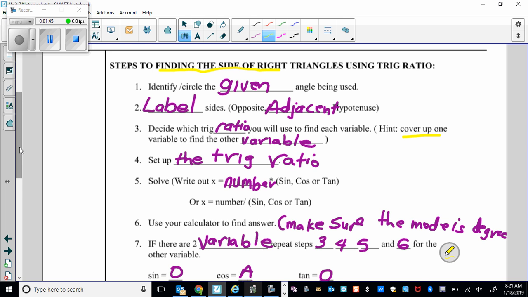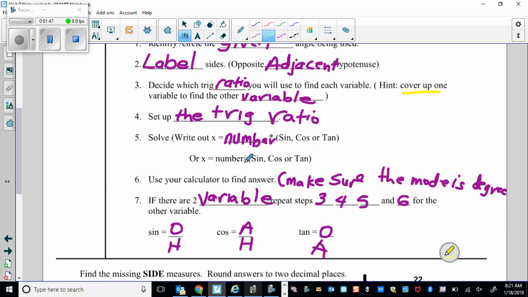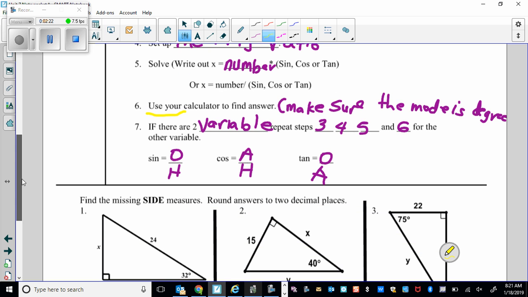When you do, the way you put it in the calculator is the number they gave you times the sine of the degree, or the number divided by the sine, cos, or tangent of the degree. This is where we have to use the calculator, but make sure your calculator mode is in degree. Once you solve for the first variable, if there are two variables, repeat steps 3, 4, 5, 6. And this is a quick reminder of what sine, cos, and adjacent are.